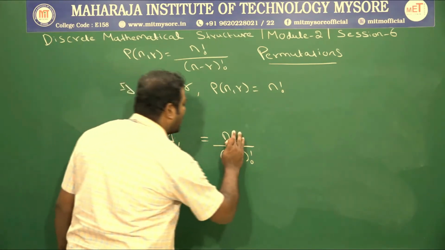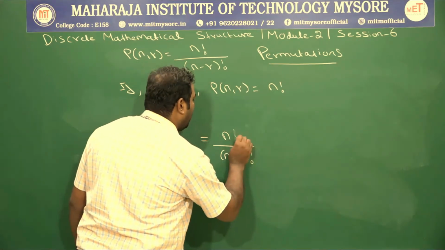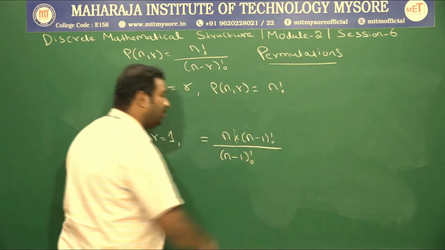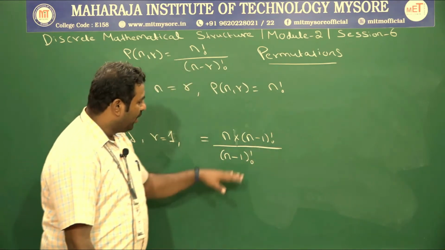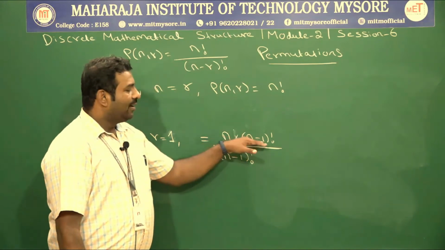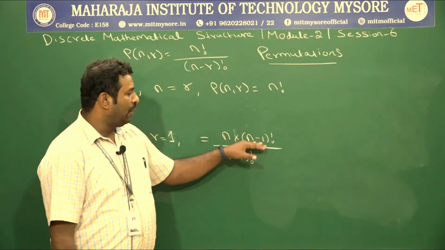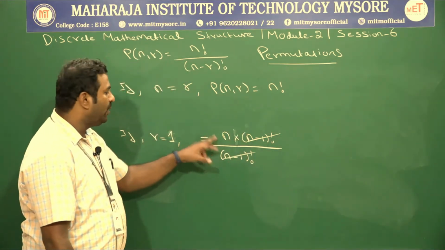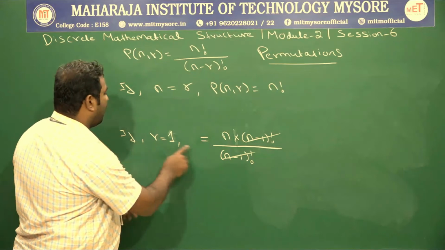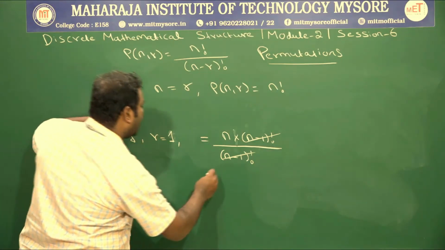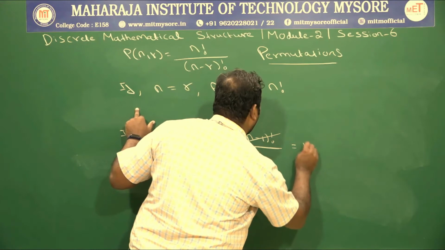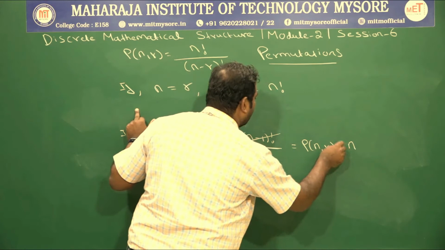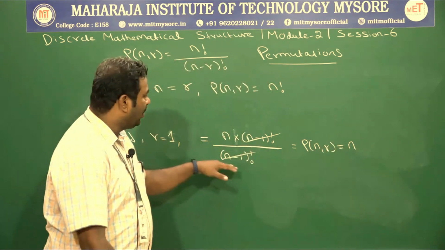What if I expand one step? This becomes n into n minus 1 factorial. Now just observe what I have made. The n minus 1 factorial is going to cancel the n minus 1 factorial in the denominator, and I am going to end with n. And so whenever r is 1, P of n comma r is equivalent to n.